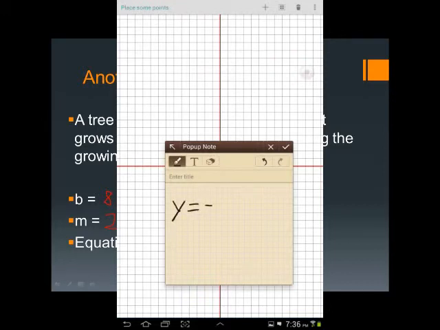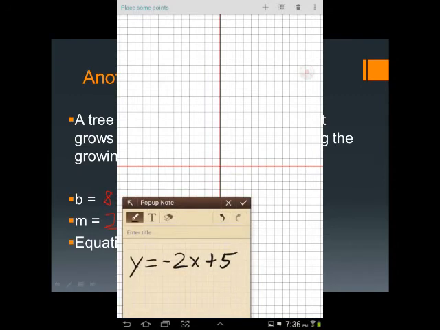Let's say y equals negative 2x plus 5. Alright, so y-intercept 5. 1, 2, 3, 4, 5. Beautiful. Slope is negative 2. So remember that's negative 2 over 1. Always over 1 if it's a whole number. So now we have a negative 2. So we started at that point, down 2.